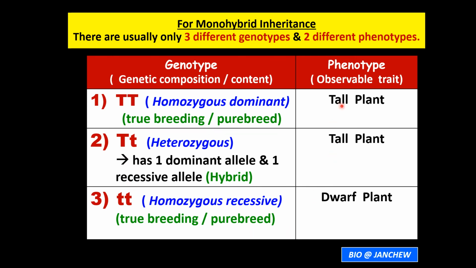So for the phenotypes, there are only 2 in this case. Okay, there's the tall plant or the dwarf plant. So if a plant is tall, we cannot say for sure that it is homozygous dominant or heterozygous until we test it in various ways. Okay, but for a dwarf plant, we are quite certain if it's a dwarf plant showing the recessive trait, it must be homozygous recessive for that trait, meaning having 2 recessive alleles in each of its cells, small t and small t.